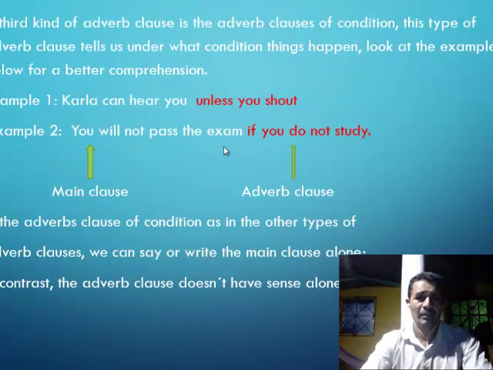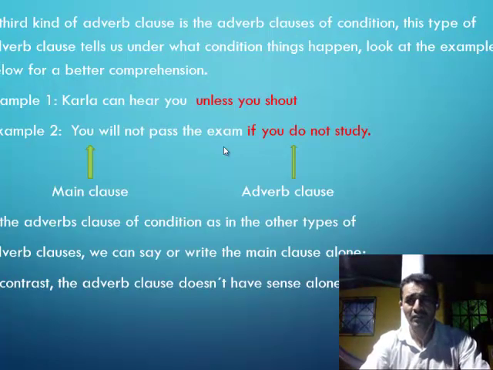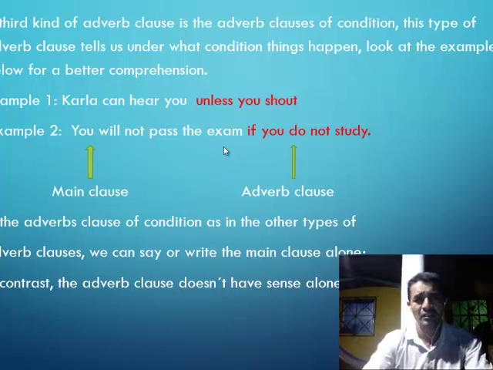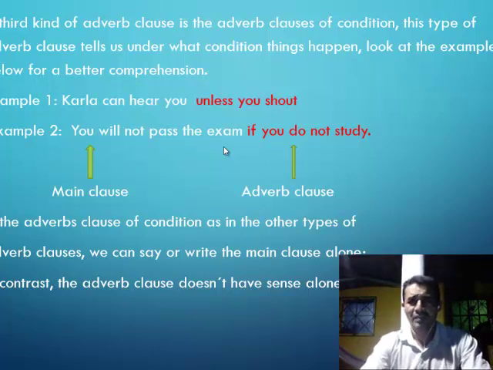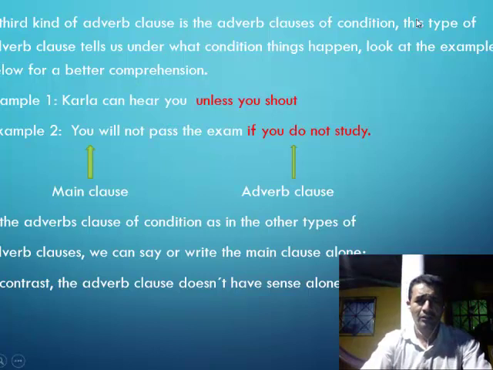A third kind of adverb clause is the adverb clause of condition. This type of adverb clause tells us under what conditions things happen. Look at the examples below for a better comprehension. Example number one: Carla can hear you unless you shout. We will find the adverb clause here, unless you shout, in red. Example number two: you will not pass the exam if you do not study. We have a condition: if you do not study, what will happen? You will not pass the exam. This is the main clause. Here I have the condition.